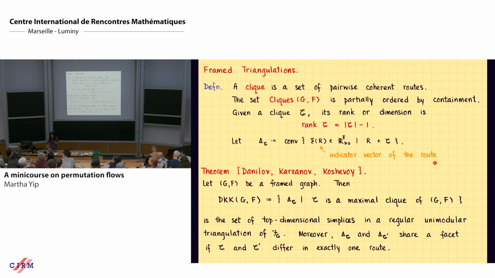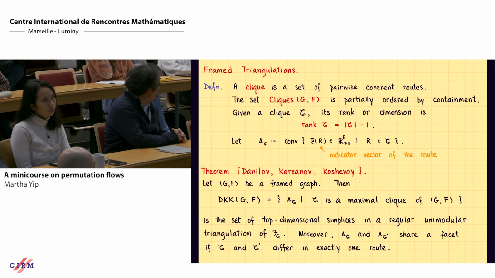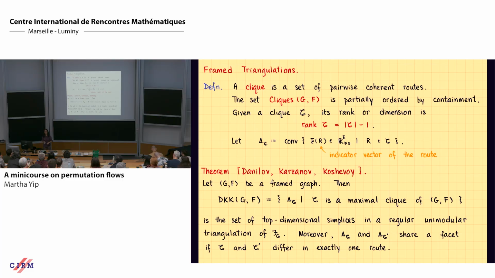Sorry. Is it obvious that every maximal clique has the same number of routes? No, but it comes out in the proof.